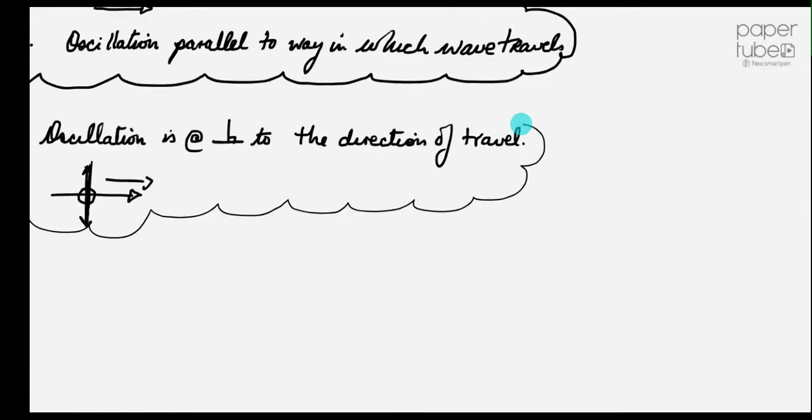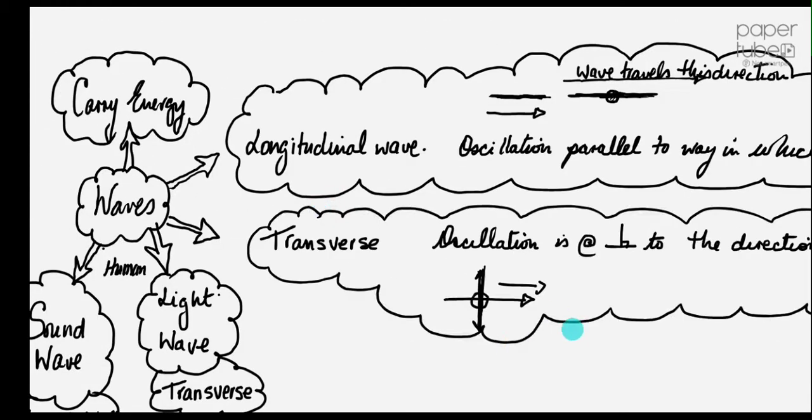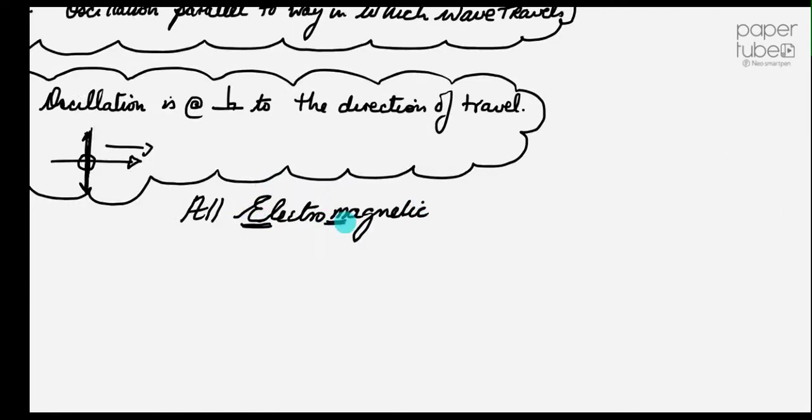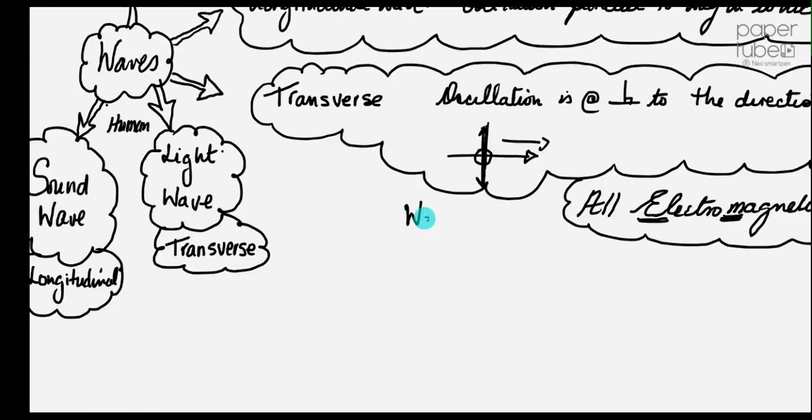So the transverse wave is sort of all EM waves, all electromagnetic. There's your EM there. Yes, all electromagnetic waves. And then you can also have water waves. So that's another wave. That's about them all. You have waves on strings and ropes, but that doesn't really mean a whole lot.